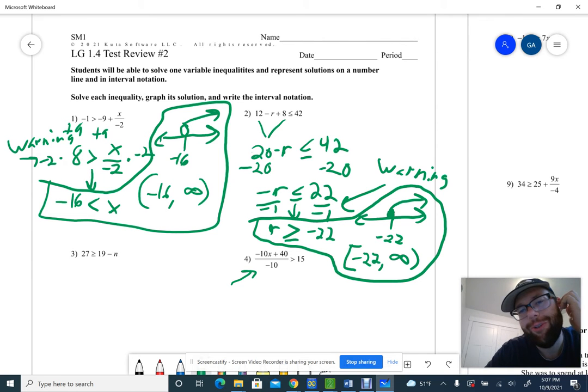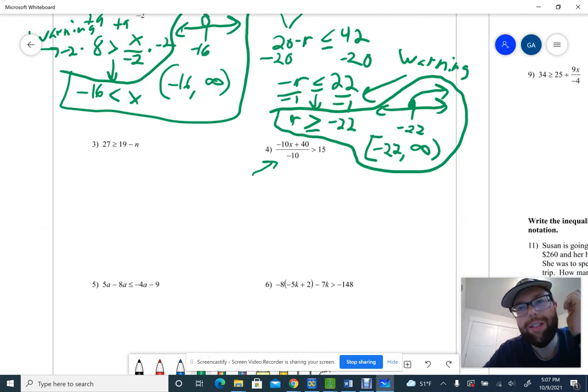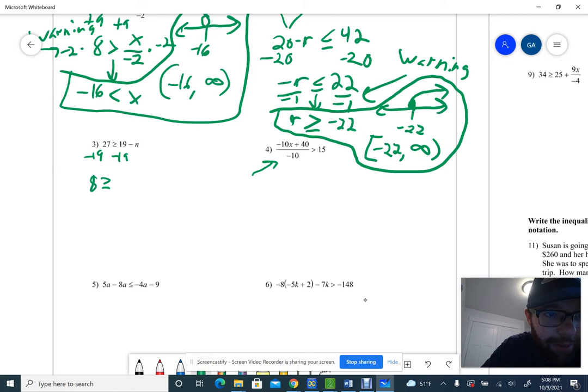Please, guys, on your test, circle your answers or square them off or something so I know what your answers are. Okay, number 3, very similar. I've got something adding technically because it's positive, right? So I minus the 19 first, and that would be 8 is greater than or equal to -n. Still not quite done. Divide by the -1. And that's going to flip the sign because it's a negative number. So -8 is less than or equal to n.